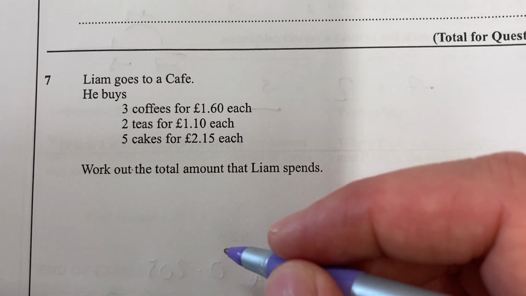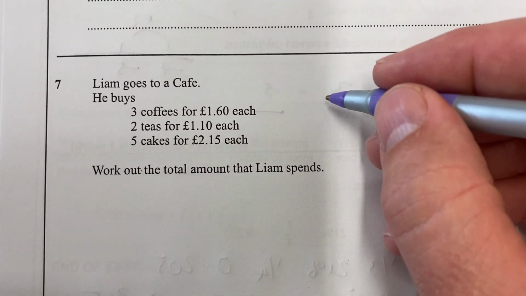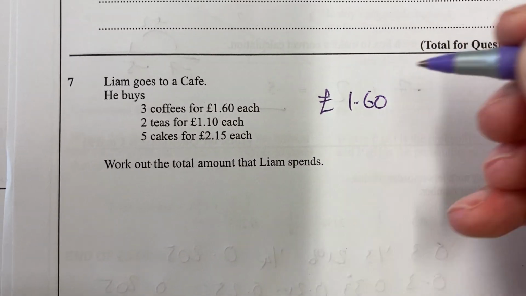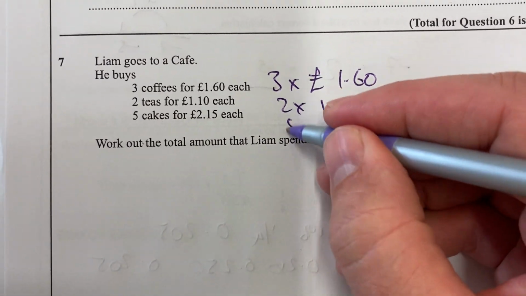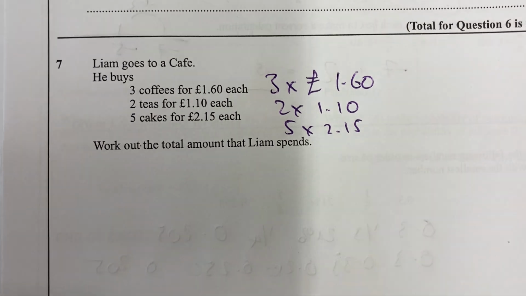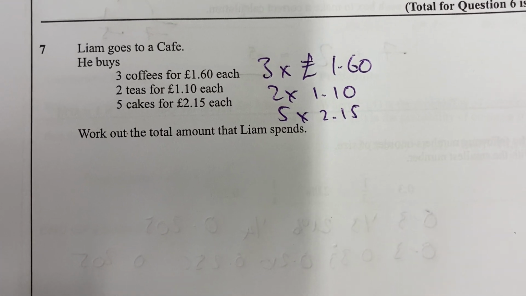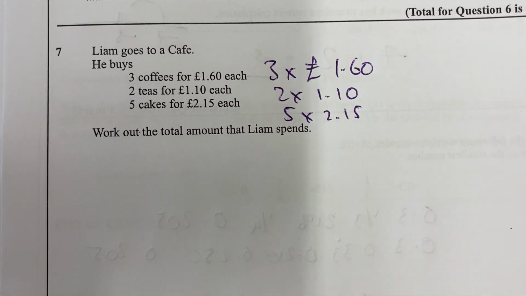Let's move on to question 7 now. Liam goes to a cafe. He buys 3 coffees at £1.60, 2 teas at £1.10, and 5 cakes at £2.15 each. So we're going to work out the total that he spends there. So a few calculations to do.